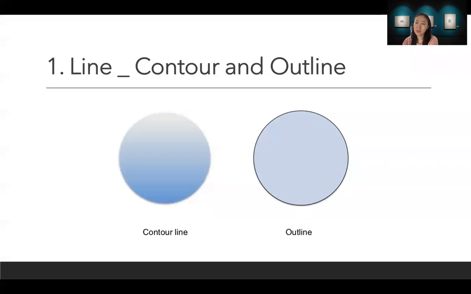As you can see, there is no defined line on the circle. However, we can easily recognize it. It's a circle with the shading, right? So that is called contour line. And the other one, the outline. On the right one, we can recognize a circle shape with the defined line. That is called outline.